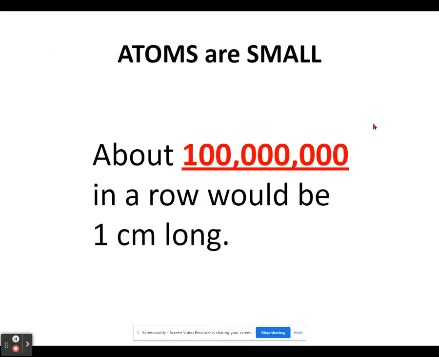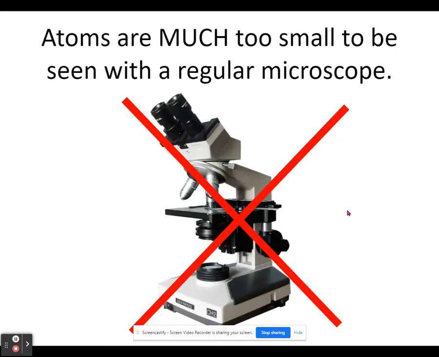Atoms are small, really, really small. They're different sizes, but about 100 million of them in a row would be 1 centimeter long. So definitely not any bigger than the width of your pinky finger. Atoms are much, much too small to be seen with a regular microscope.